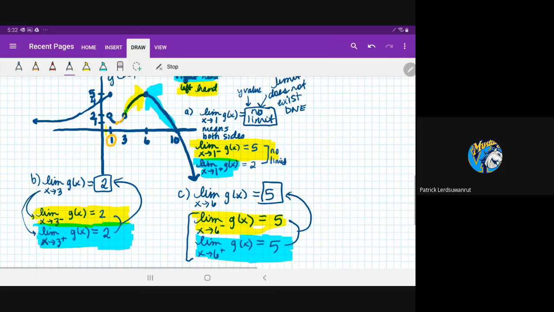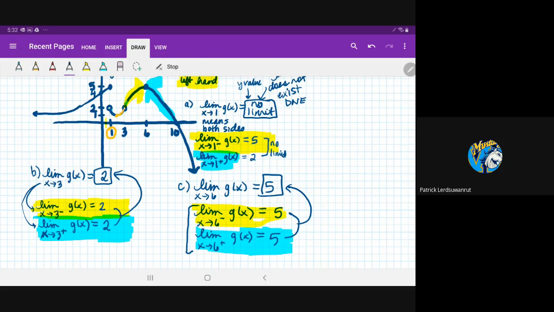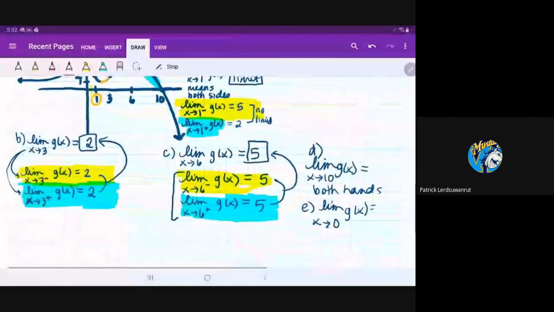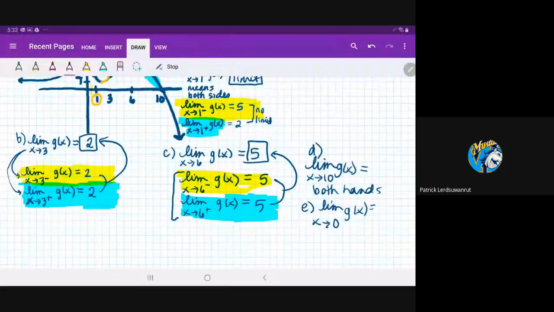Okay, so let's just do this one with both hands. We'll do 2 more. x approaches 10. I'm just going to put both hands. So you trace it with both hands, and then E is the limit as x approaches 0 of g of x. And then I want to do the infinities as well. But I don't have too much time left, so I want to make sure I show you the direct substitution also.